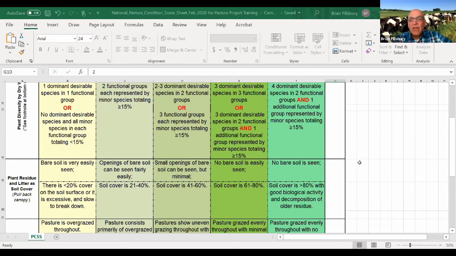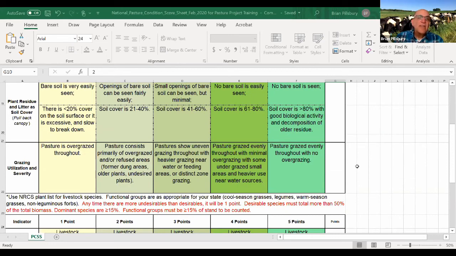Plant residue is really what's on the surface of the ground that will give good biological activity. In other words, it supports the critters in the soil, the livestock biology. So you want some of the ground underneath the leaves of growing plants to be covered with residue. If there's very little plant residue as litter on the surface, you would give it a poor condition. Generally the two that go together are poor plant residue and overgrazing or overutilization of the plant. So when the soil cover is 80% with good residue and there's no bare soil, you would give it a higher score.